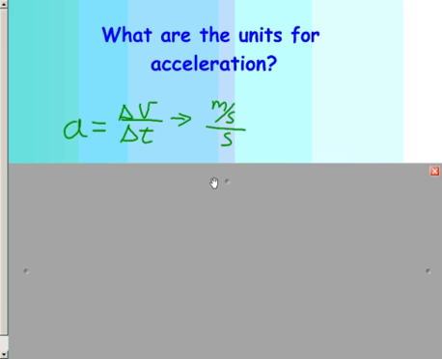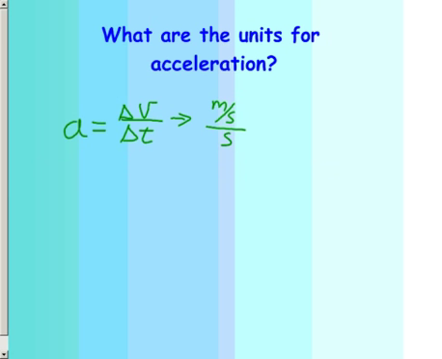Acceleration equals change in velocity over change in time. Velocity is meters per second. Time is in seconds. So listen to these units: meters per second per second. Meters per second per second. That's really weird. That's super strange.